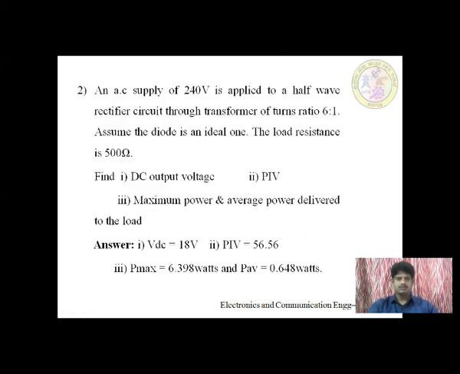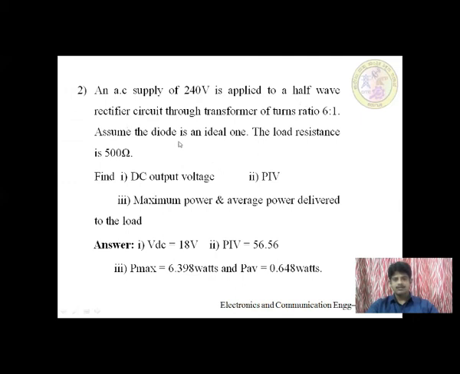Next, move to one more problem to solve. An AC supply of 240 volt is applied to a half-wave rectifier circuit through a transformer of turns ratio 6:1. Assume the diode is an ideal one. The load resistance is 500 ohm. You have to find the DC output voltage, that's VDC, PIV, maximum power, and average power delivered. In this question also, they have given the primary voltage to the transformer.